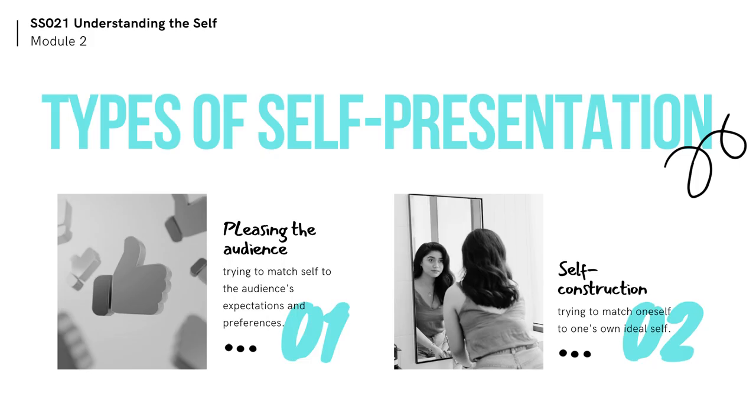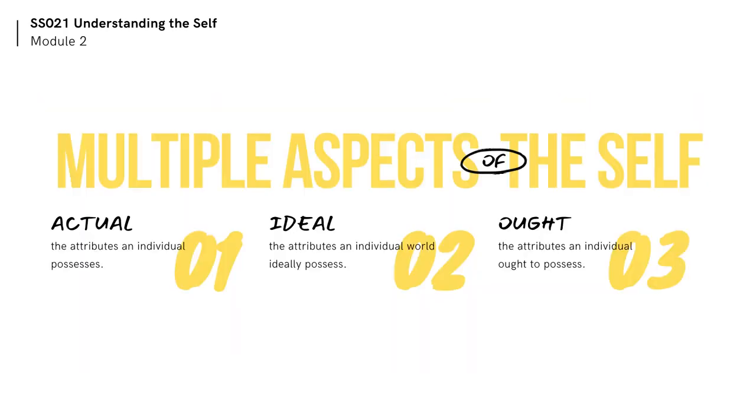There are actually two types of self presentation. The first one is pleasing the audience. This is when you try to match yourself to the audience's expectations and preferences. And the second one is self construction. This is when you try to match your own ideal self. So, what is the ideal self? The ideal self belongs to the multiple aspects of the self. These aspects are actual, ideal, and ought self.